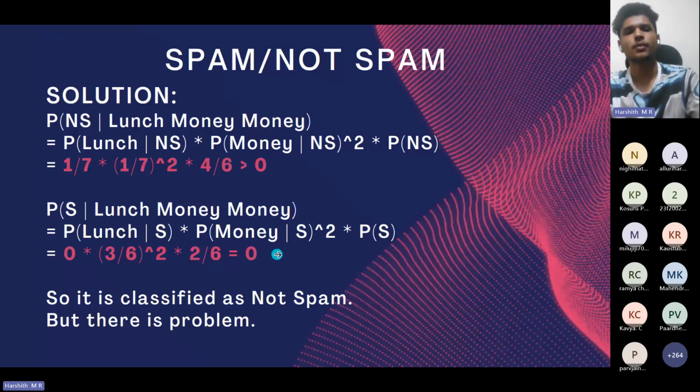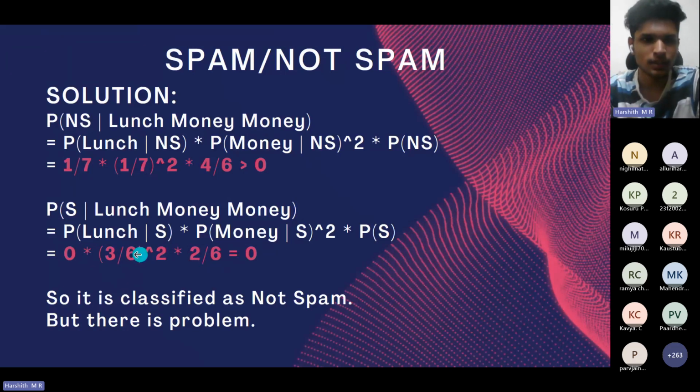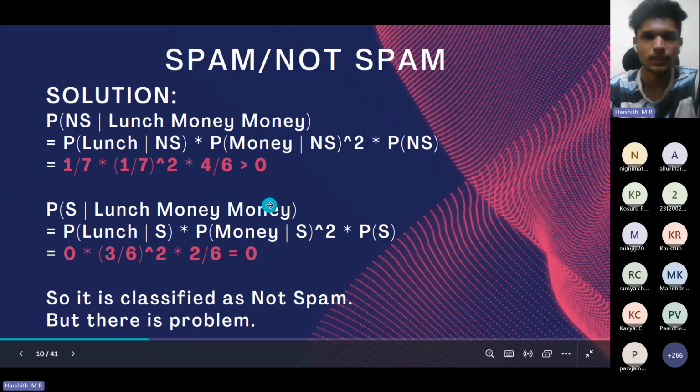But there is a problem because lunch was not present in spam, our training dataset, since it was not vast, lunch was not present and it was given a probability 0. So this was unfair for the spam class. So there is a technique called Laplace smoothing, which we'll apply to tackle this issue. As you can see, this lunch money message seems to be spam, but we have classified it as not spam. We'll see how to tackle this issue in the next slide.